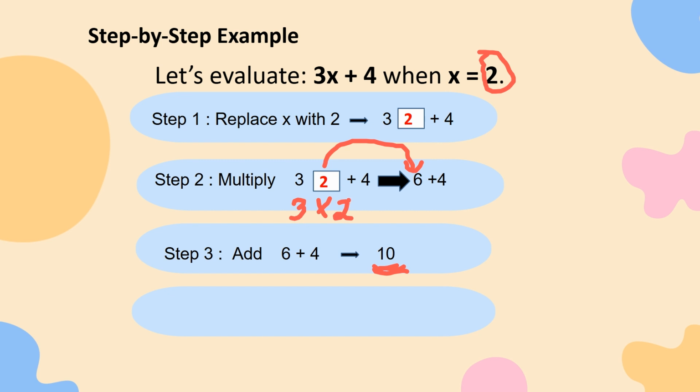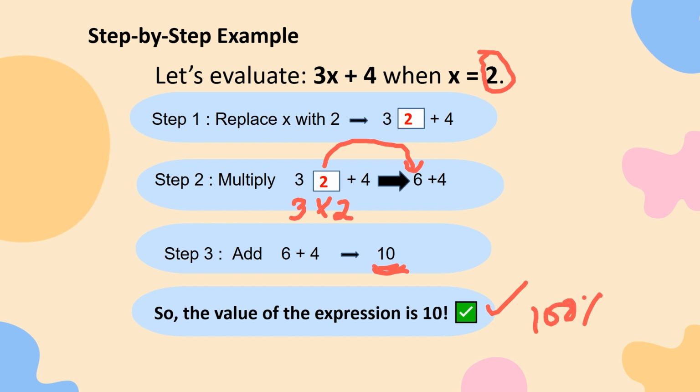So 3 times 2 is 6, plus 4. That would now be equal to 10. So 3 times 2 equals 6 plus 4 is now 10. The value of the expression is 10, and that is 100% correct. See, it's easy. All right.